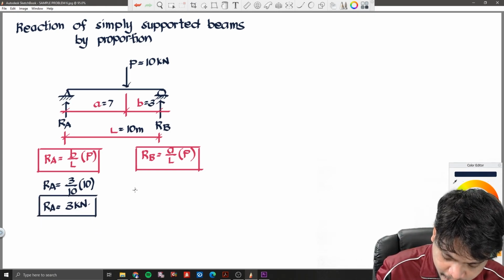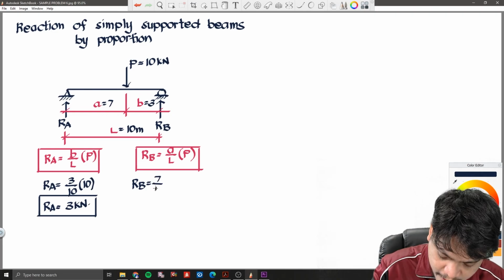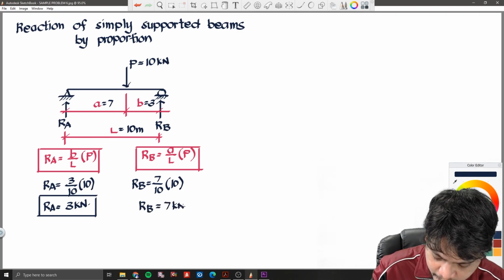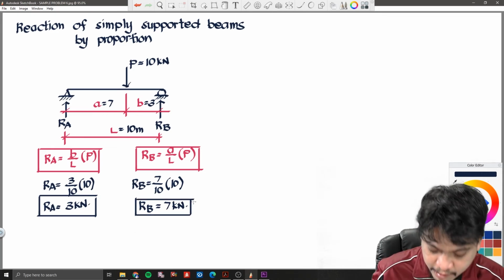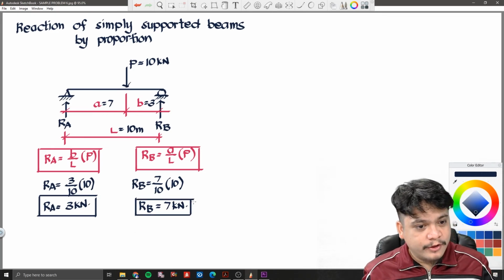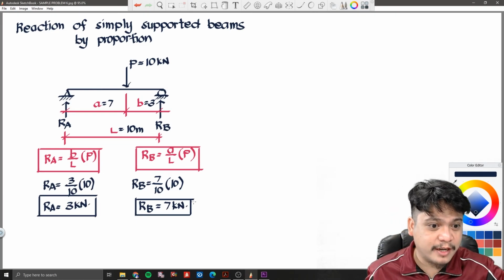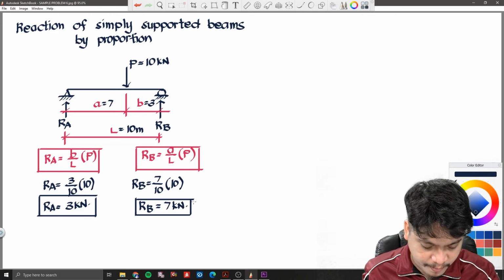And then, for the value of RB, again, ganun din. Mas malayong distance sa kanya, which is 7. So, you have here 7 all over 10. Multiplied it by, again, 10 kilonewton. So, you will now have the RB equals to 7 kilonewton. Okay? So, ganun lang ang pagkuha, no? So, next, I will be having here another example using the ratio and proportion for a simply supported beam.